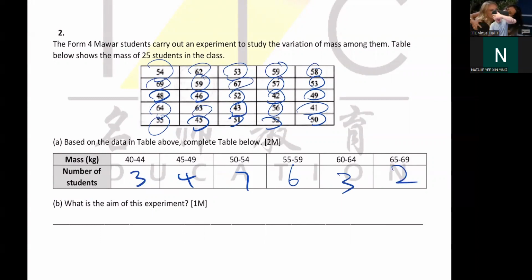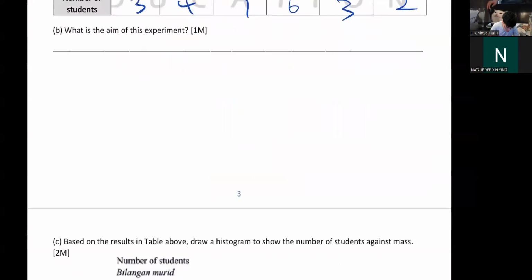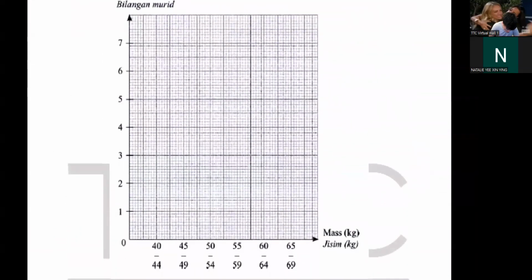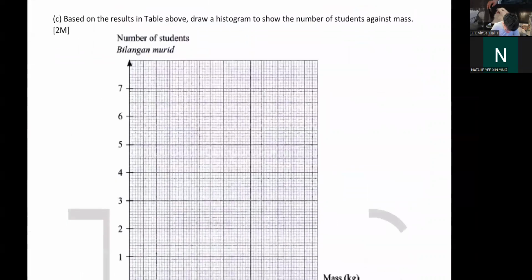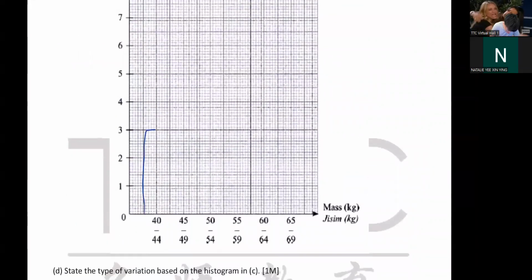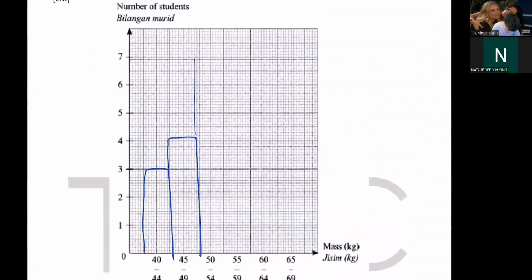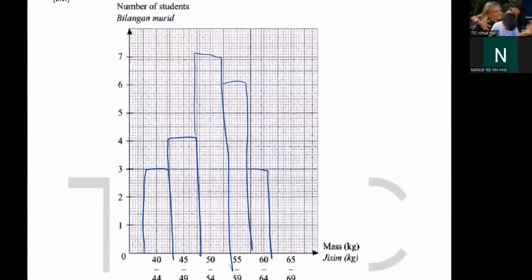So why do I count this? Because I need to draw the graph. This graph will somehow look like this. You have to draw a bar chart. So the bars are 3, 4, 7, 6, 3, 2. So you see, the graph looks like this.